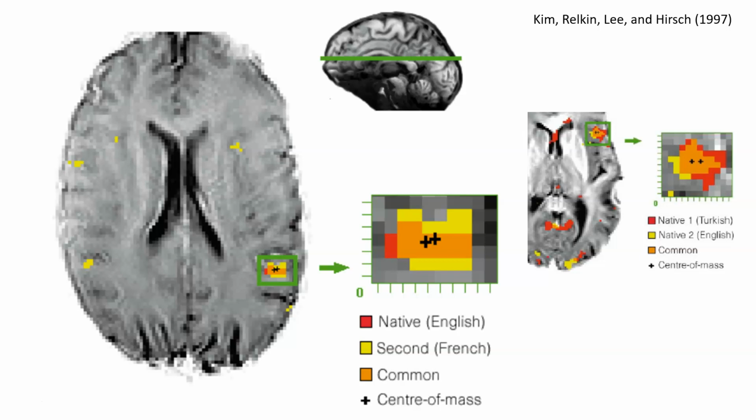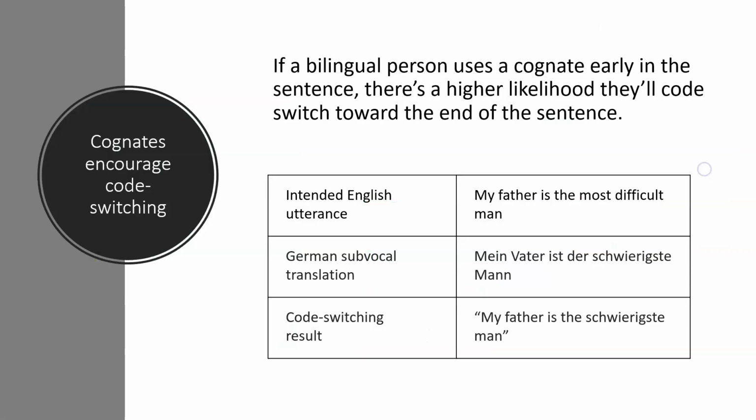So what are the practical implications of this in terms of code switching? Well, cognates kind of encourage code switching. For instance, if a bilingual person uses a cognate early in the sentence, remember these cognates are the similar words across languages, then there's a higher likelihood they'll code switch toward the end of the sentence. So let's say that a person is using English and they're trying to say the sentence, "My father is the most difficult man." But they're also fluent in German, and subvocally, if you were to translate this sentence into German, it would say, "Mein Vater ist der schwerste Mann."